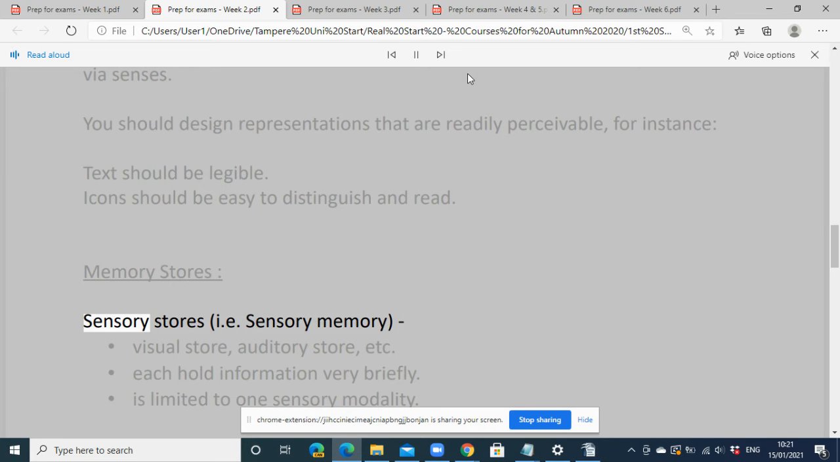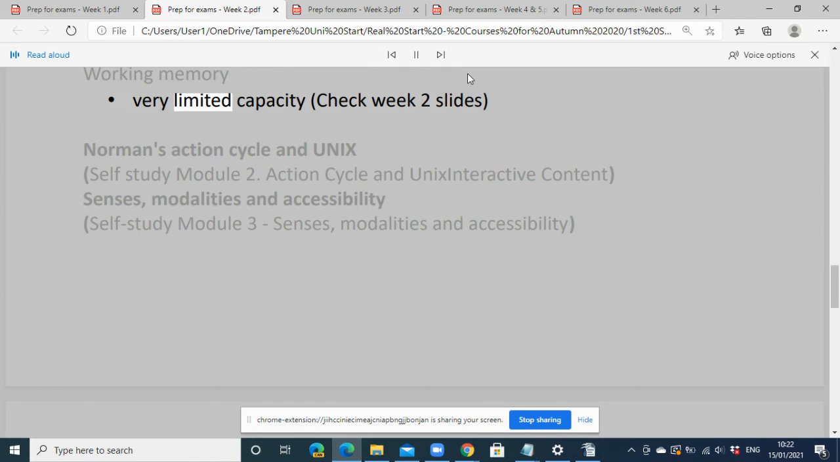Memory stores: sensory stores, i.e. sensory memory, a visual store, an auditory store, etc. Each holds information very briefly and is limited to one sensory modality. Working memory has very limited capacity.